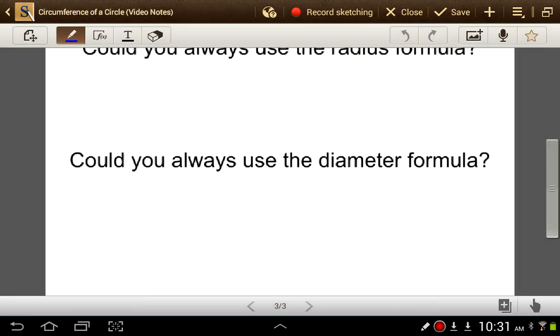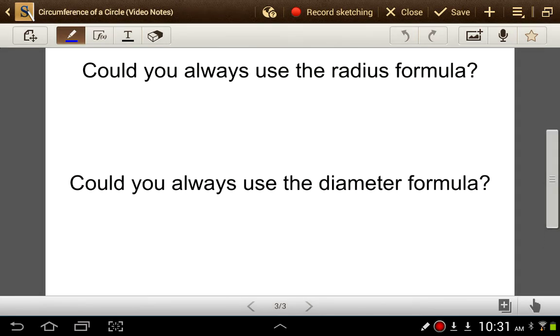Alright, in my last slide, I just have 2 questions for you. Could you always use the radius formula? So, if every circle, could you always use the radius formula? Yes, you could. If I give you the radius, that's easy. You use the radius formula. If I give you the diameter, you just have to divide the diameter by 2. That'll give you your radius.